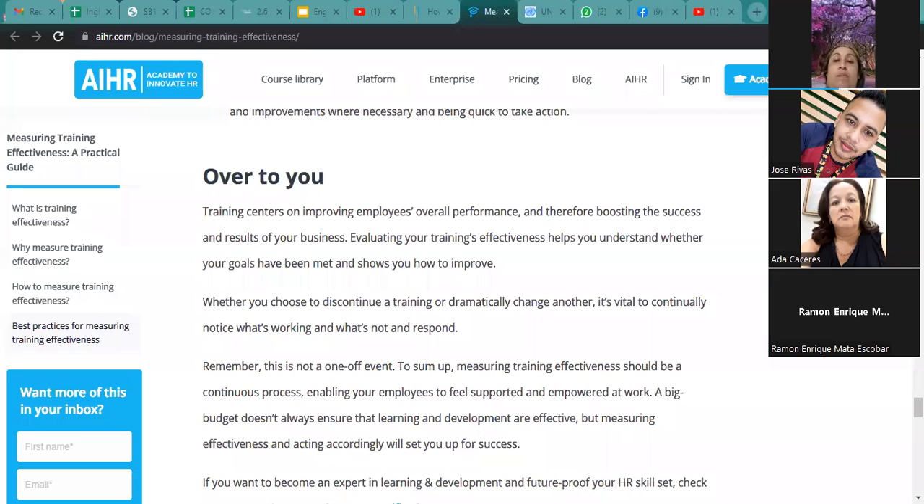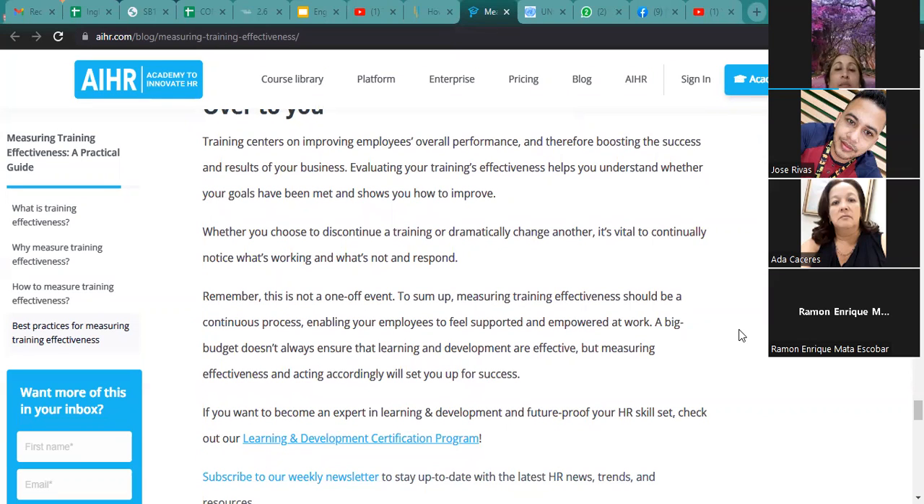Yep. So training centers on improving employees' overall performance and therefore boosting the success and results of your business. Evaluating your training's effectiveness helps you understand whether your goals have been met and shows how to improve, whether you choose to discontinue your training or dramatically change it. It is vital to continually notice what's working and what's not and respond. And continue. Yeah, please.